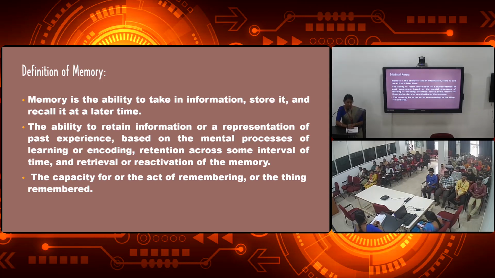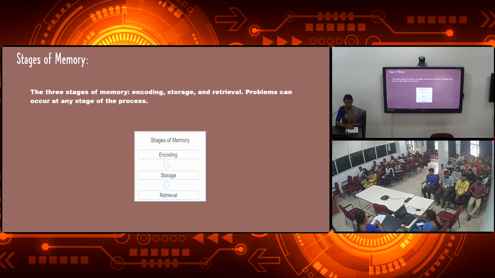In memory we have three stages and processes. First is encoding, second is storage, and third is retrieval. So what is encoding? Encoding is the process of receiving. It is a registration format: receiving, processing, and combining the information. Once the information is received, we store it in the same brain part.